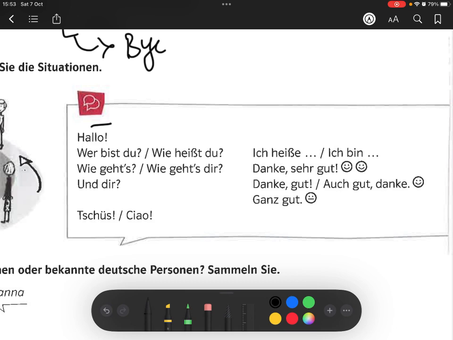Ich heiße Avantika or your name. Ich bin Avantika or your name. Danke, sehr gut. Thank you, very good. Danke, gut. Thank you, good. Auch gut, danke. Also good, thank you. Ganz gut. Very good.